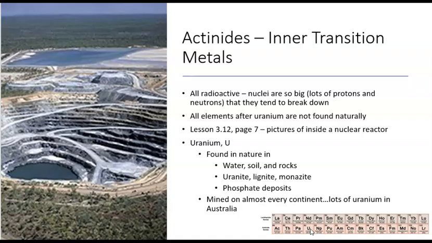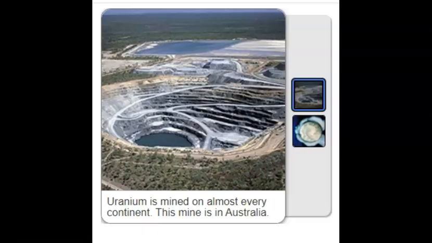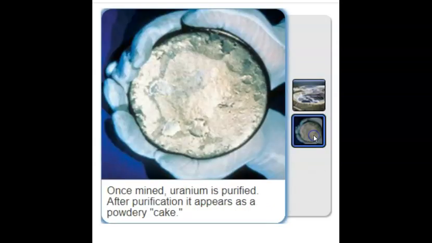Uranium has been used for nearly 2,000 years as an additive to ceramics. Uranium is mined on almost every continent on Earth. This picture is a picture of a mine in Australia. And once mined, uranium is purified, and after purification it appears as a powdery cake.